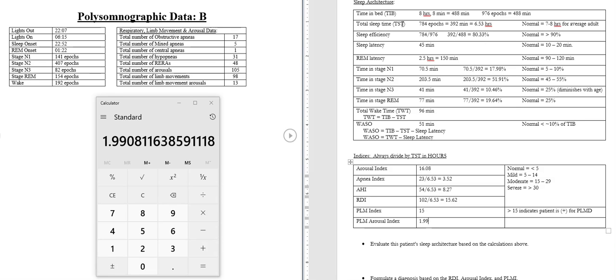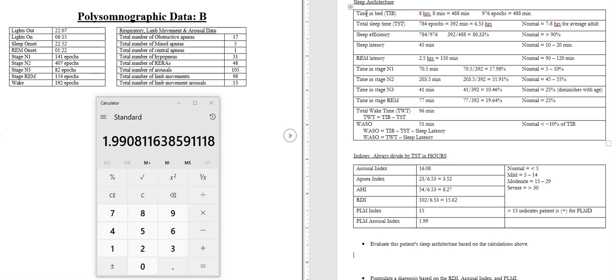So this is probably the most important one. If you're short on time, just come back and check this one to really make sure that you got that one right. So we're going to evaluate our patient's sleep architecture. For this, you're just going to really look at time in bed, total sleep time, sleep efficiency, sleep latency, REM latency, all of these numbers, and I also include my arousal index to kind of do an overall evaluation.